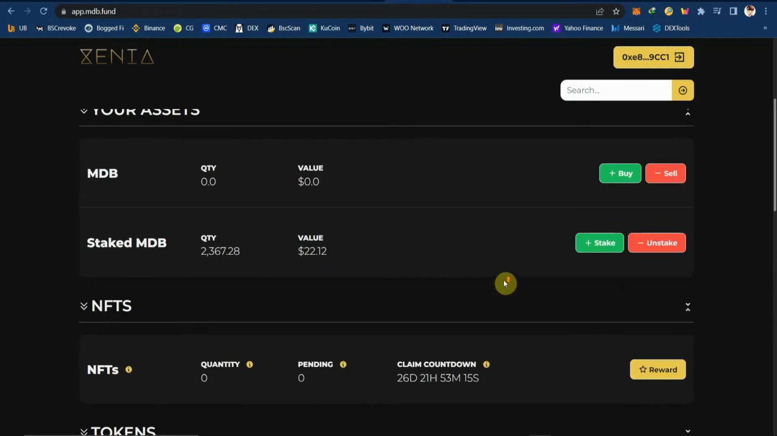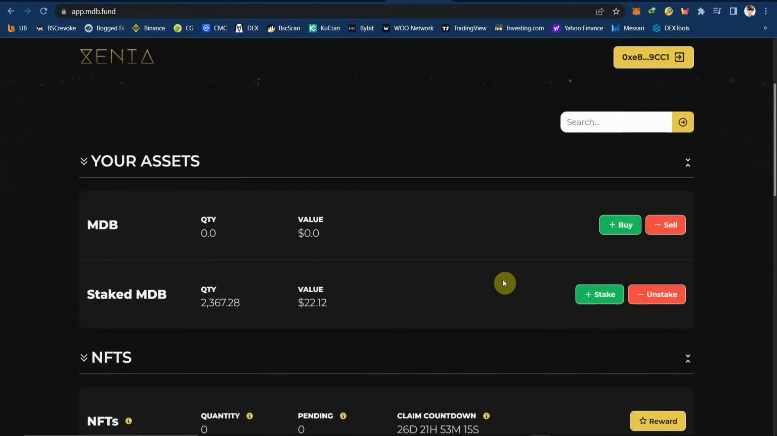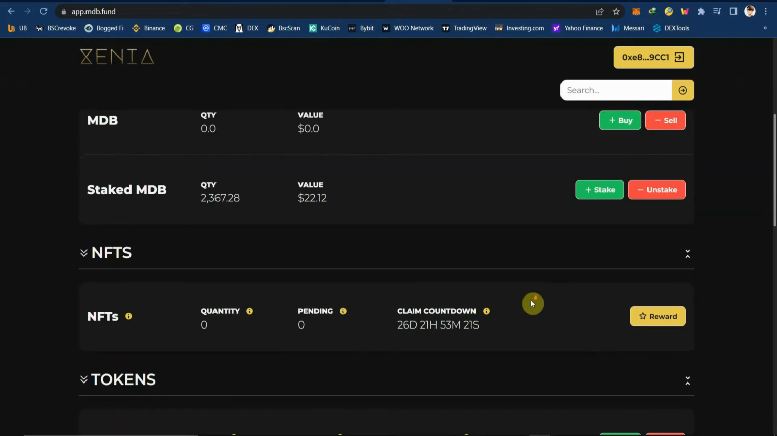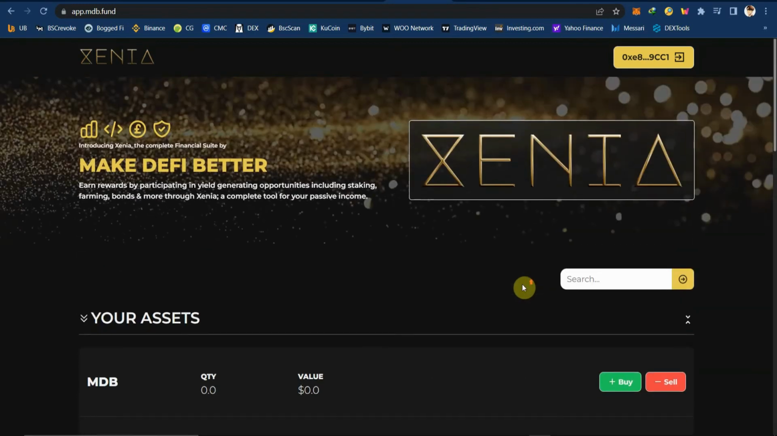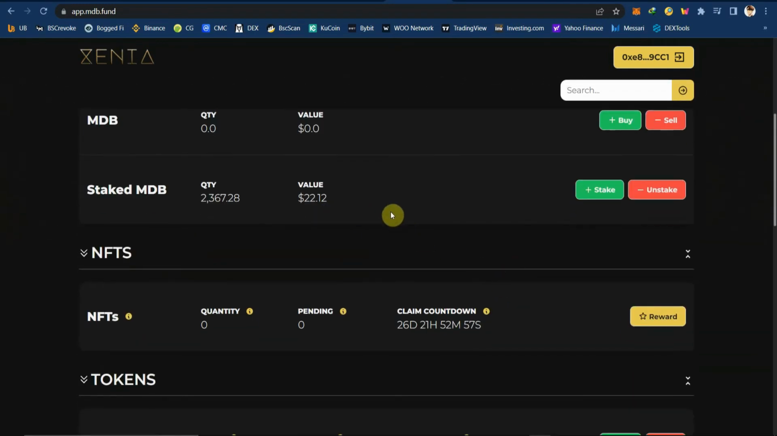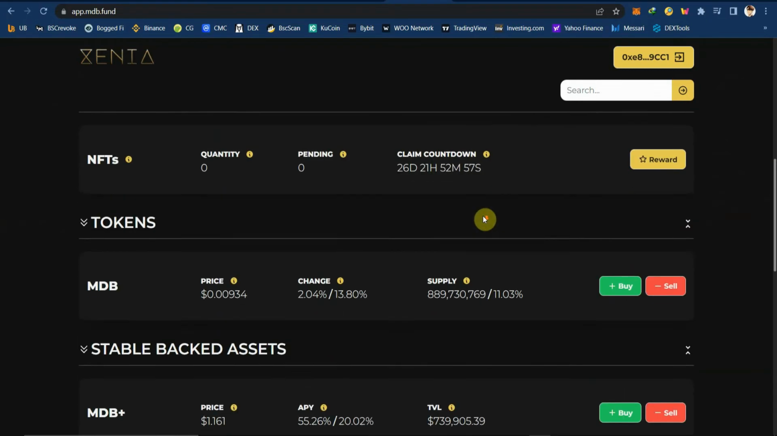So I have staked, where's my asset, stake MDB. I have 2300, which is pretty low, which is only $22, because I'm just starting. I just want to make sure that things are working out, and I think I have a bigger stake in my other wallet. Yeah, I think it's like $40, I think. But anyway, I will be DCAing.